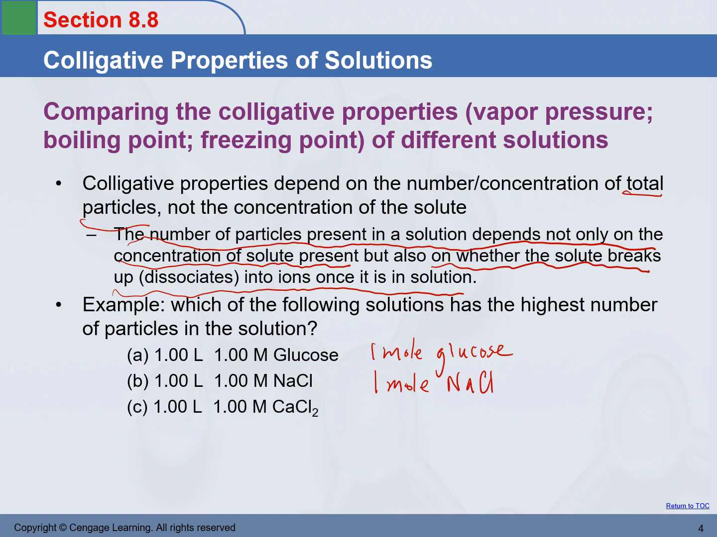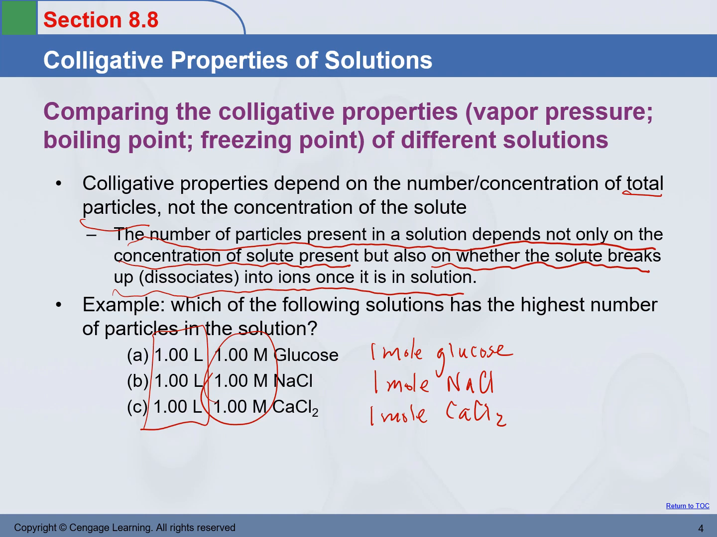C. 1 liter, 1 molarity calcium chloride. We have 1 mole of calcium chloride in this solution. 1 molarity means 1 mole in a liter. Right now, all of them are 1 liter. All right, so which one has the most number of particles? If you look at the solute concentration, all of them have 1 mole of solute.